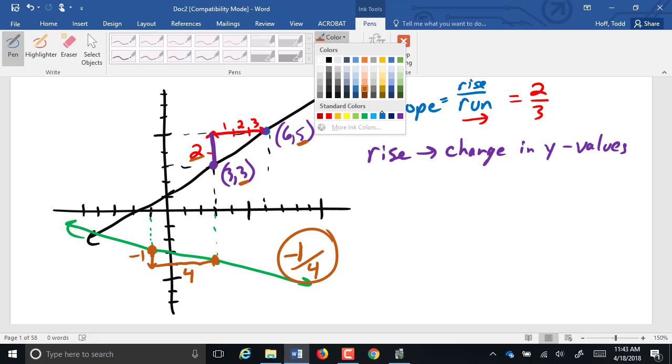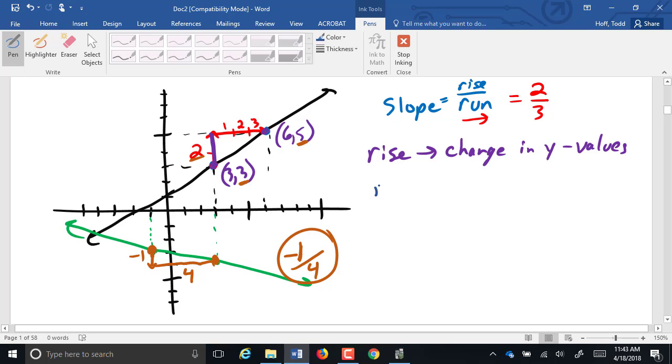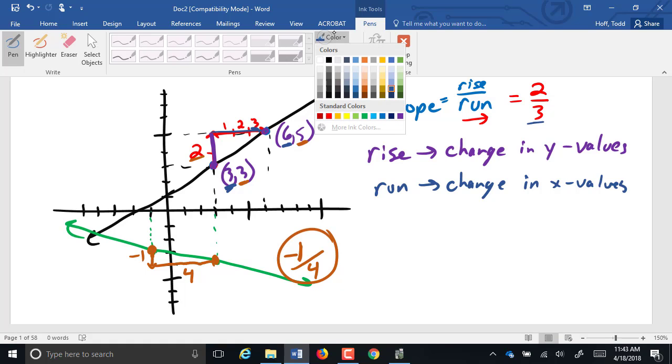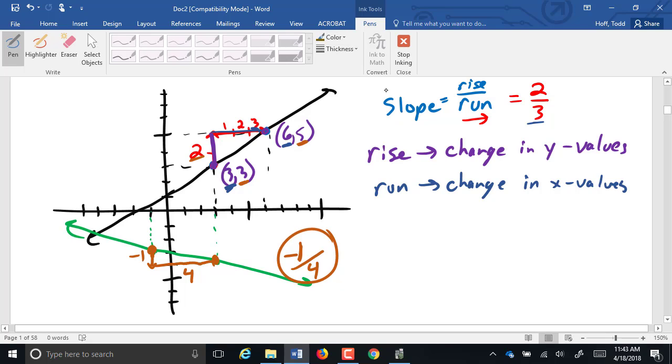The run is the horizontal, that would be a change in x coordinates, in x values. And yeah, we went from 3 to 6. That changed by 3. So that run of 3 fits with that. So from just those coordinates, we should be able to create our slope, to calculate our slope.